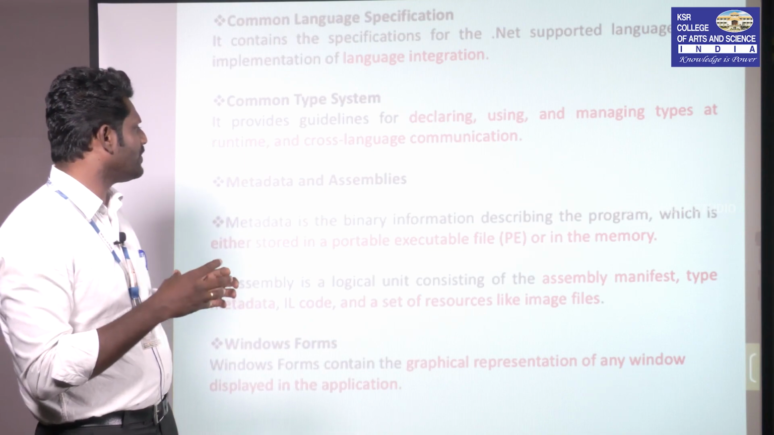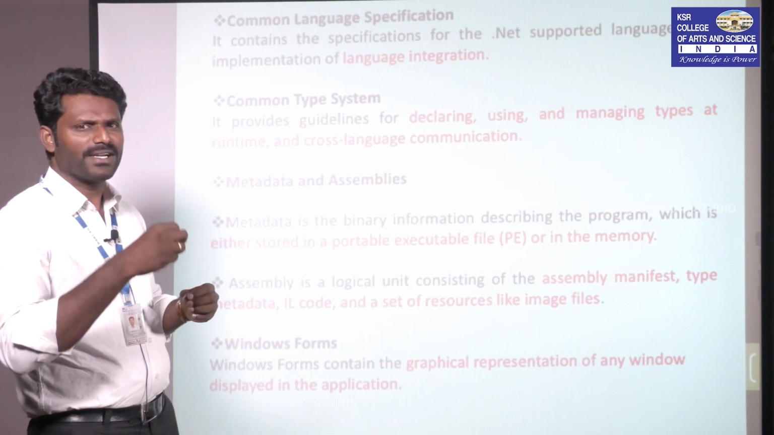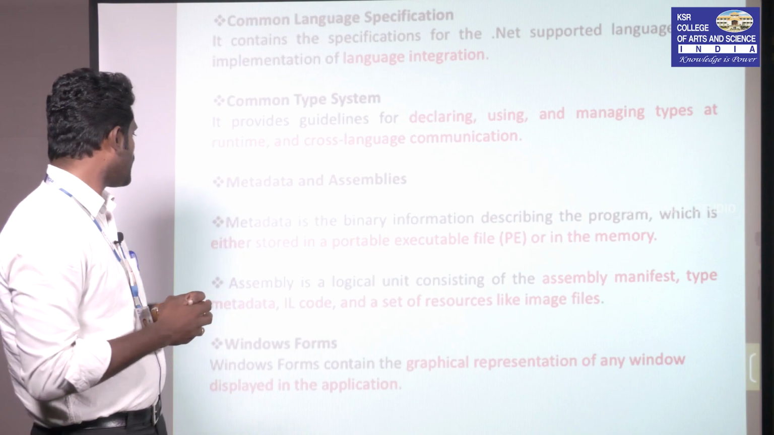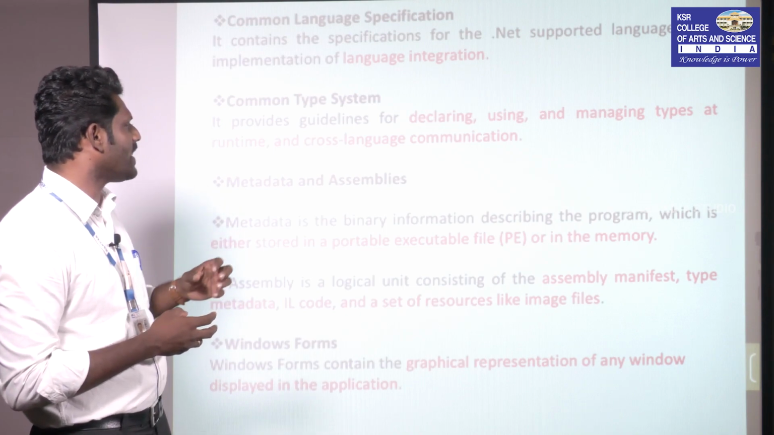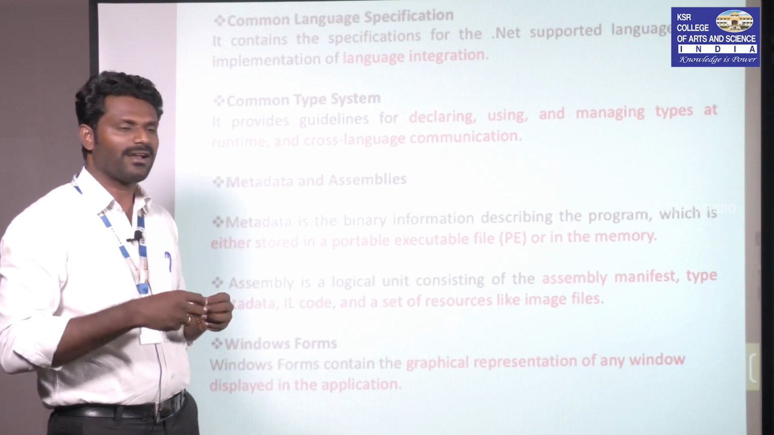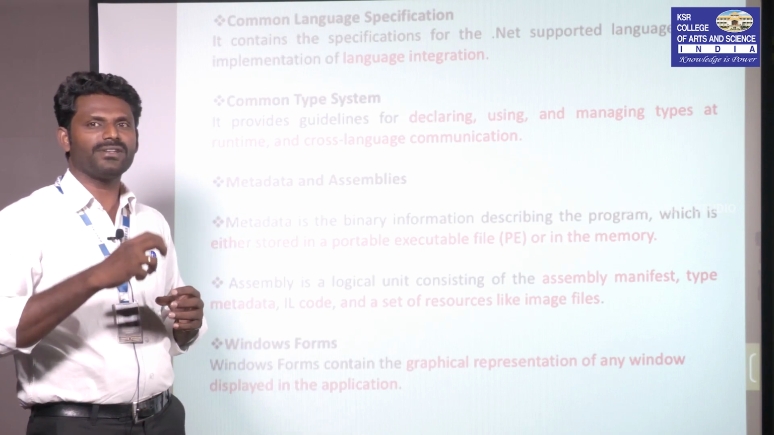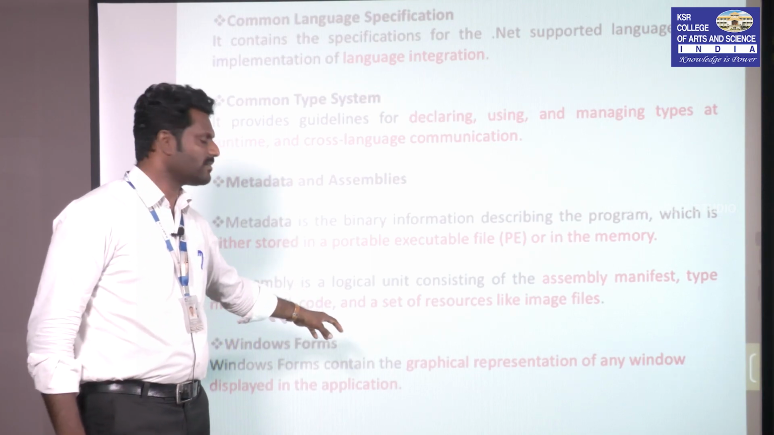The assembly means the portable executable file in memory. It is stored in different files. It should be executed in the current applications. And an assembly is a logical unit consisting of the assembly manifest, type metadata, and IL code. IL means intermediate language. The intermediate language converts the machine understandable code into user understandable code. It is the main advantage of CLR, right?